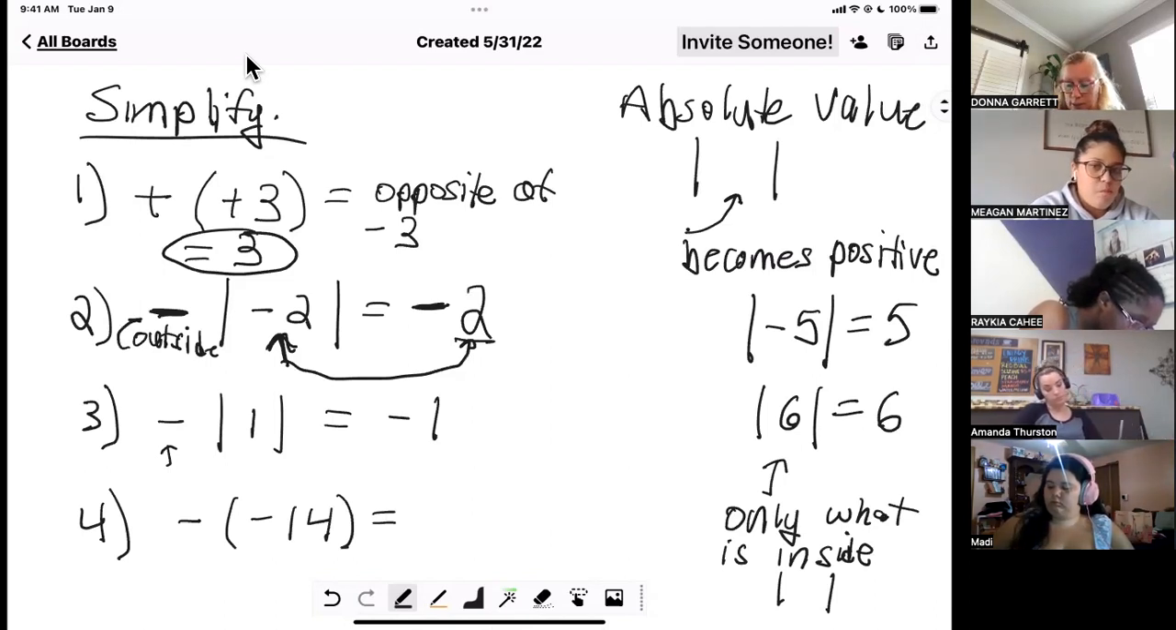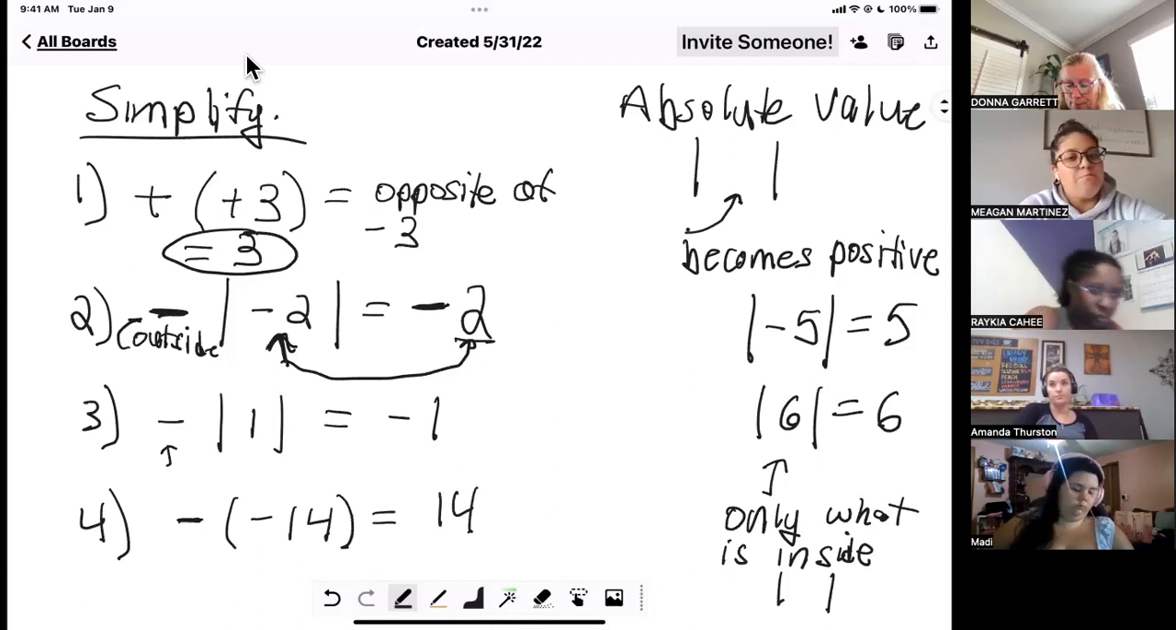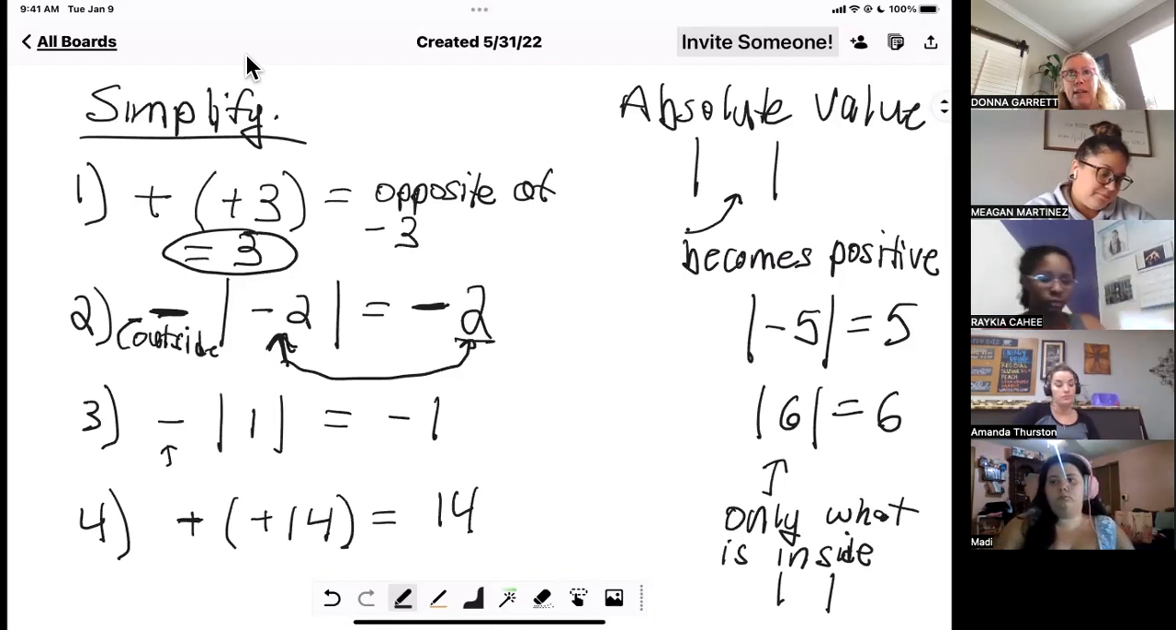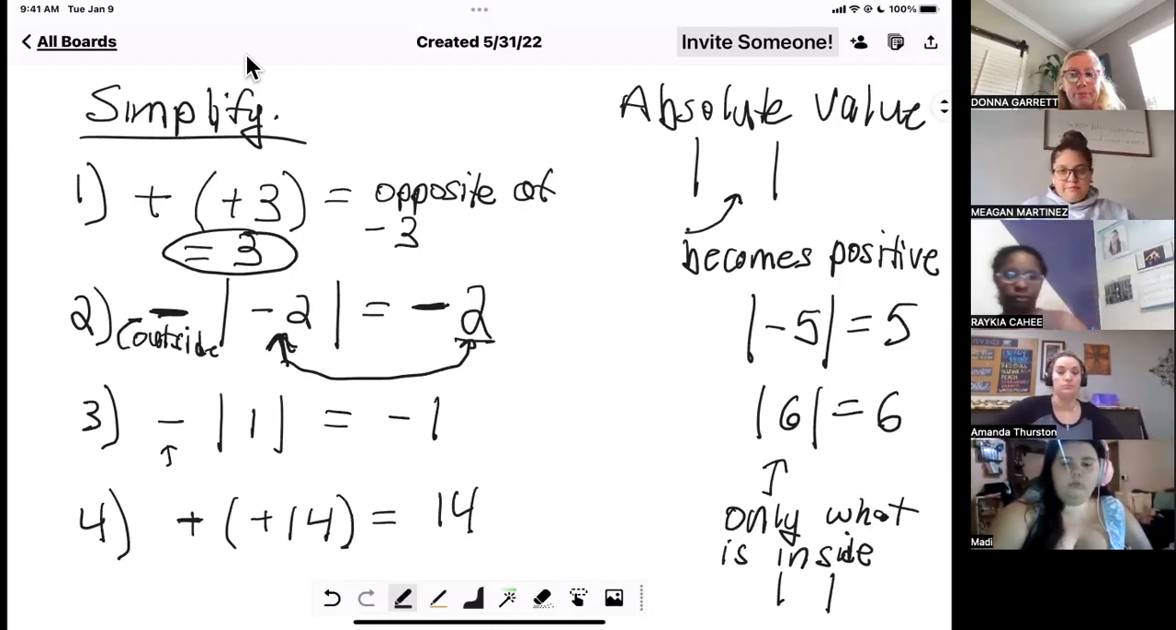And the last one, the opposite of -14. Well, the opposite of -14 would be 14. And again, you can think of it as making both of these positive, 14. I like to think of it as the opposite. Then it makes sense. The opposite of -14 would be +14.